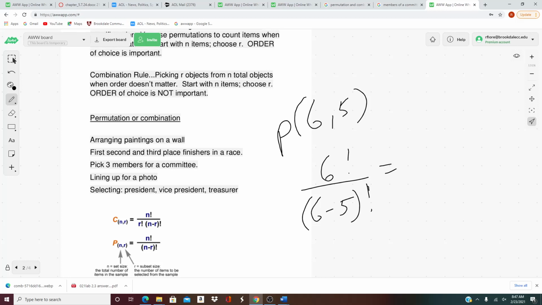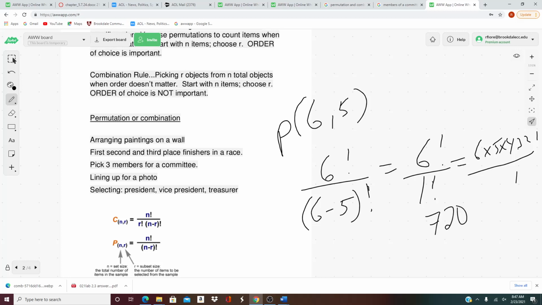Here, order matters. And I end up with 6 factorial over 1 factorial, which is 6 times 5 times 4 times 3 times 2 times 1 all over 1. And of course, for something like that, you can use your calculator, or you can do 30 times 4 is 120, times 3 is 360, times 2 is 720. So here we end up with 720. Quite a different number than we've seen when we're dealing with combination as opposed to a permutation, because when order matters, quite a few more combinations are possible.